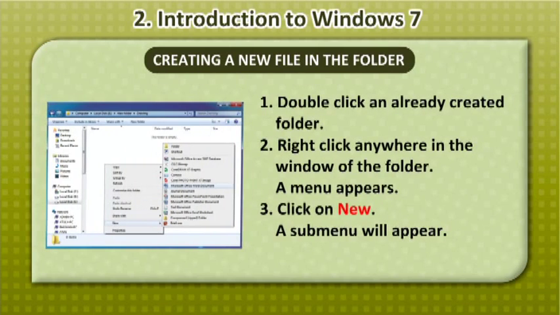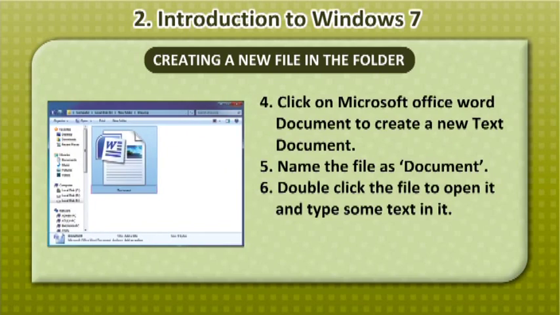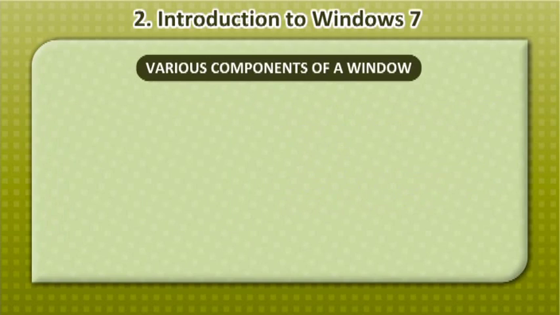Creating a new file in the folder. 1. Double-click an already created folder. 2. Right-click anywhere in the window of the folder. A menu appears. 3. Click on New. A submenu will appear. 4. Click on Microsoft Office Word document to create a new text document. 5. Name the file as document. 6. Double-click the file to open it and type some text in it.